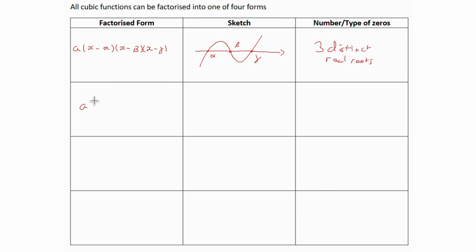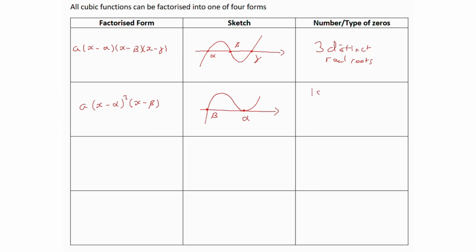The next type is where one of those brackets is squared. So we get something like x minus alpha squared, x minus beta. Now what that looks like is it still looks a bit like a cubic, but instead of passing through 3 times, that second time turns into one of those times when it just sits on the axis. In this case, that point there is alpha, because that is the repeated root. And this point here is beta, the single root.